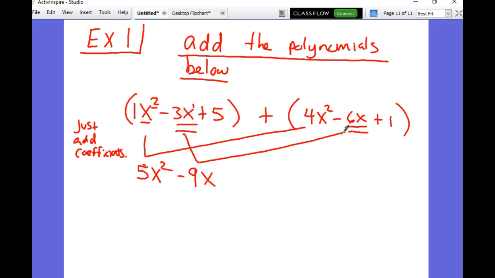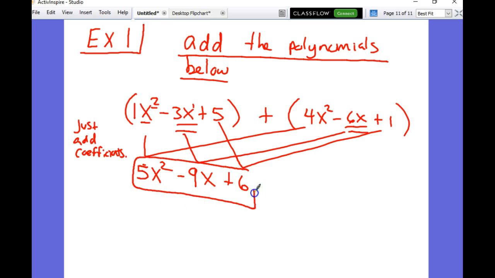And then plus. These are both, what do we call monomials with no variables? Constants. They're both constants, and those are like terms because they have the same variable, none. So we can combine those. So 5 and 1 makes 6. That's all? Yeah, that's it.